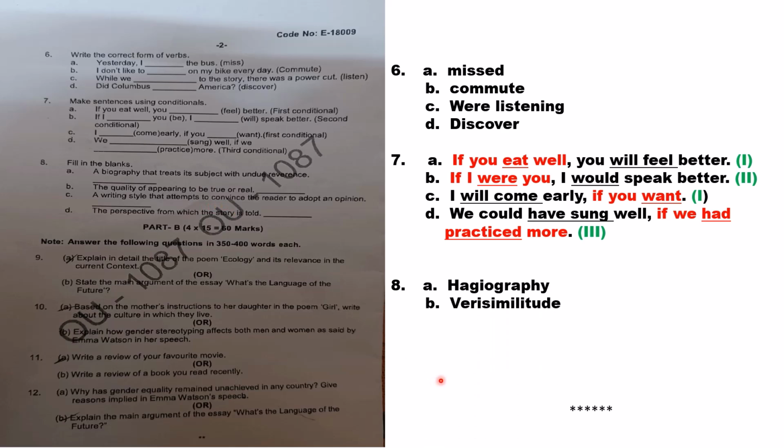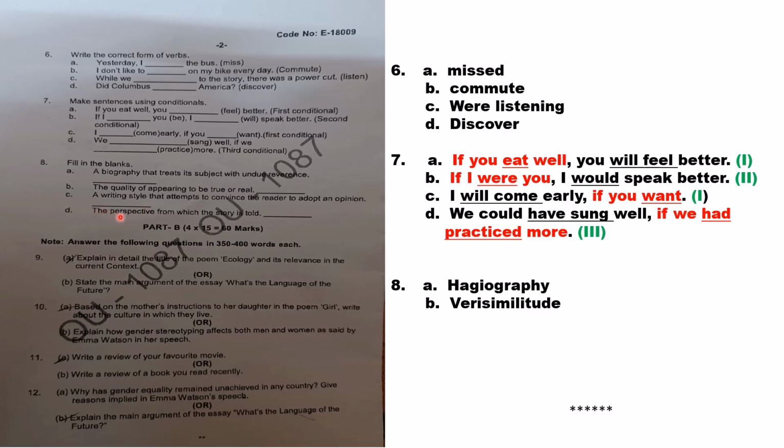Eighth B, the quality of appearing to be true or real. And the answer is verisimilitude. This is truly a complex word. I don't know how many of you were able to write it. If you really wrote the answer, students, please put it in the comment section that you wrote the correct answer for this question. I'm really a little bit concerned whether you wrote the correct word or not.